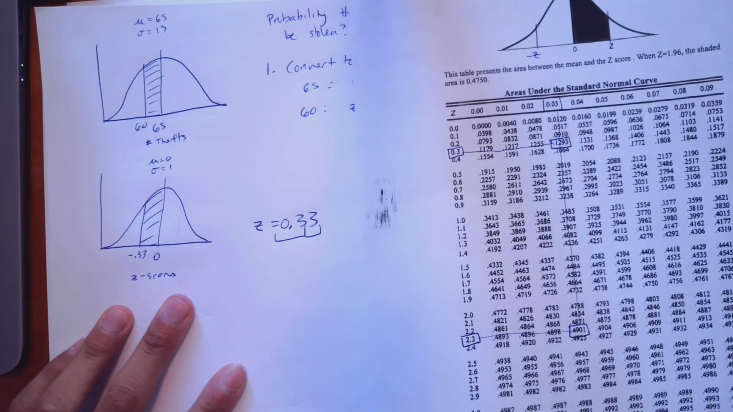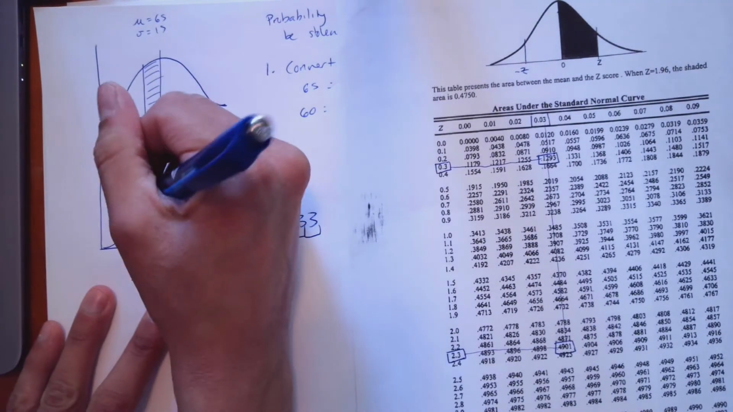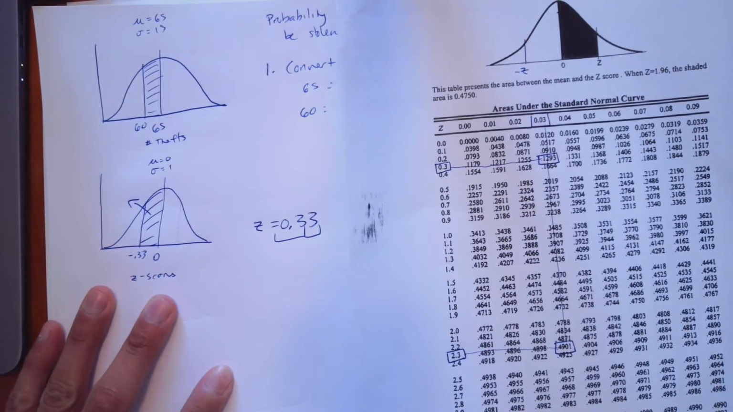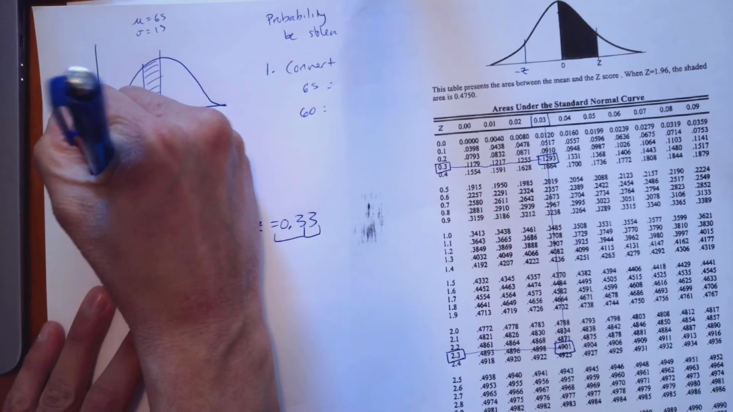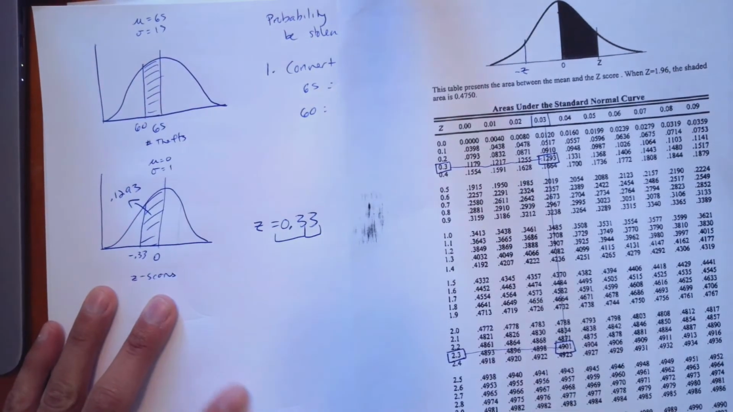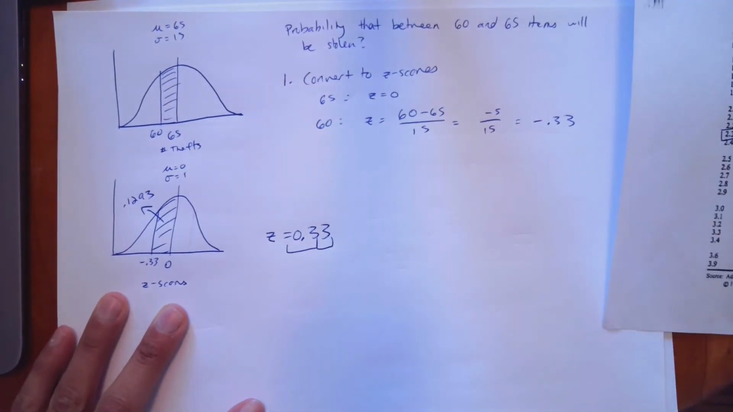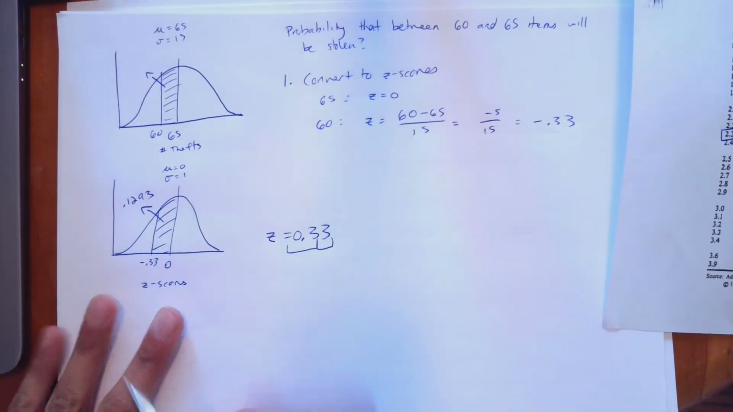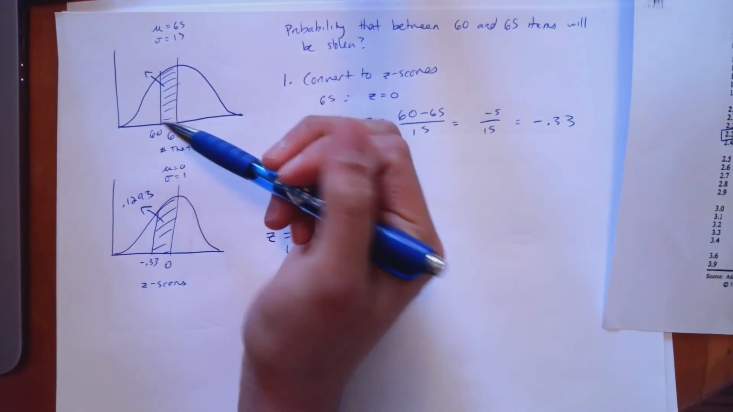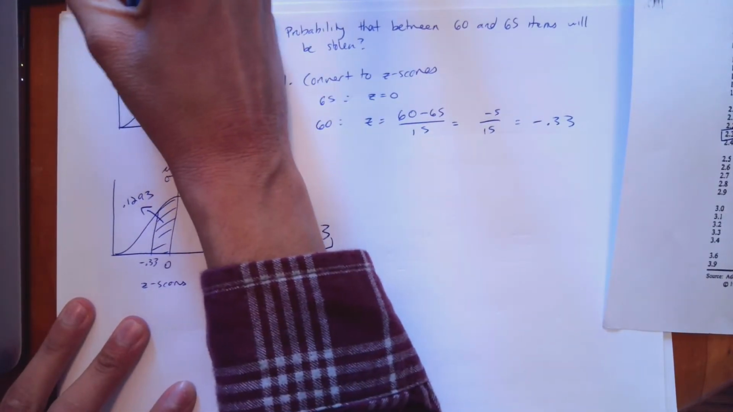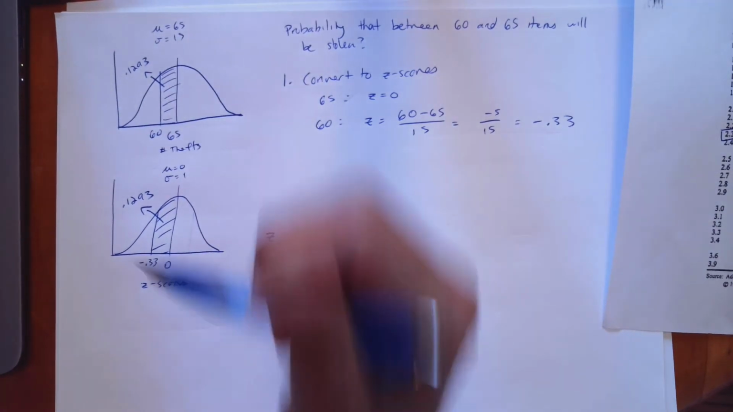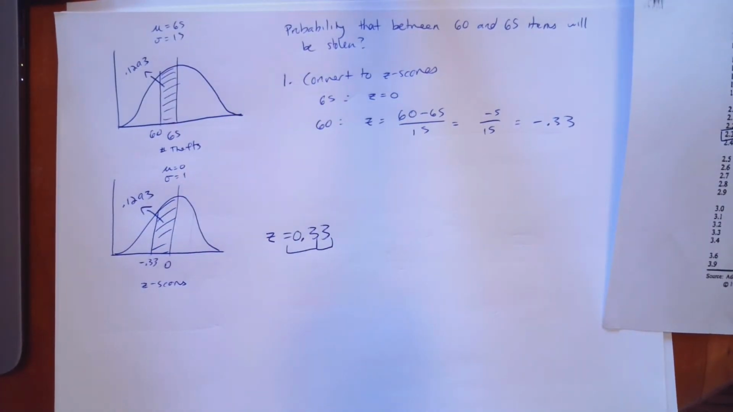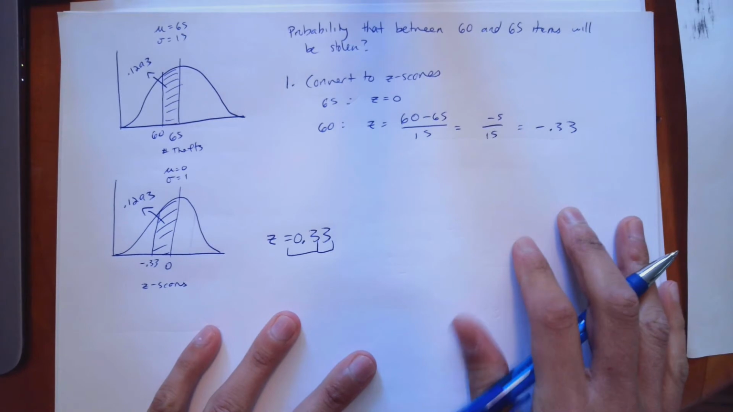So coming back over here, we can say that this area that we were looking for is equal to 0.1293. Again, we have the same graph here as we did for the one that's counting thefts, so we can also say that the area under the curve between 60 and 65 thefts is equal to 0.1293. Same thing on both graphs, just the units are different. And now we have an answer to our question.